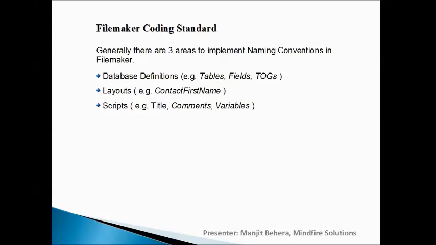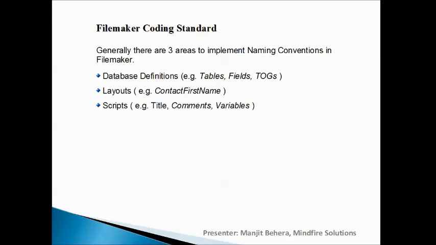Then the FileMaker coding standard is used for basically three different areas: database definitions, layout designing, and scripting. The database definition contains the table naming, the field definitions, and the relationship or TO creation, the table occurrence graph that we have in FileMaker.